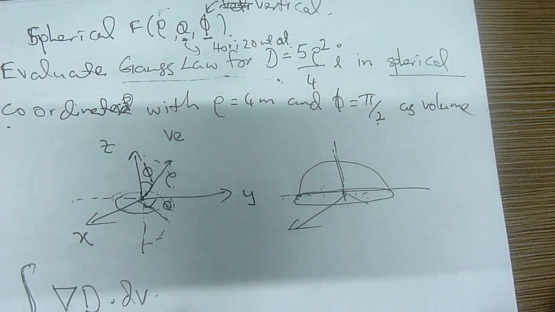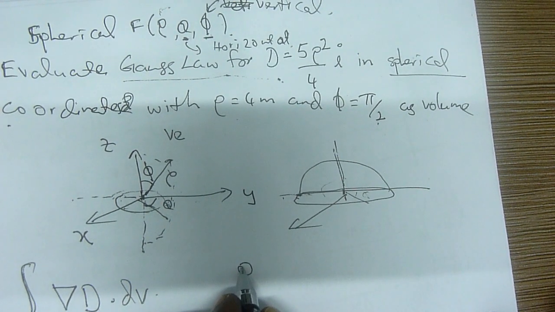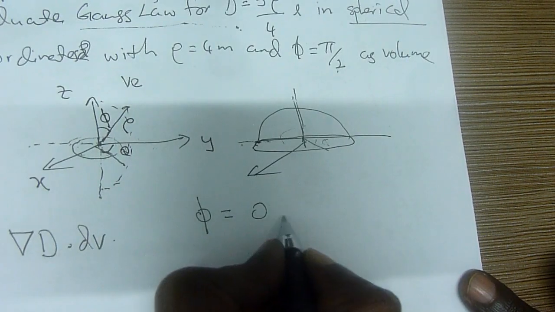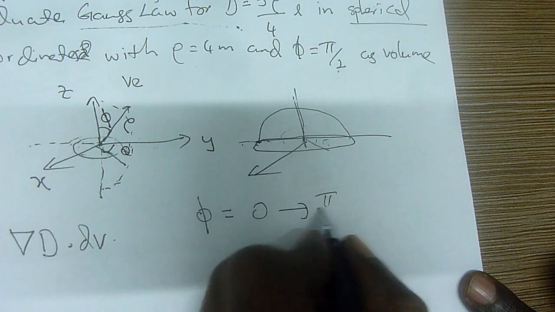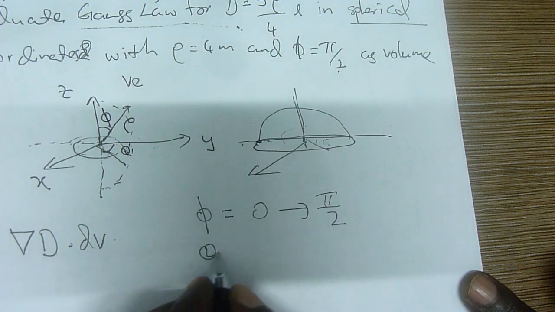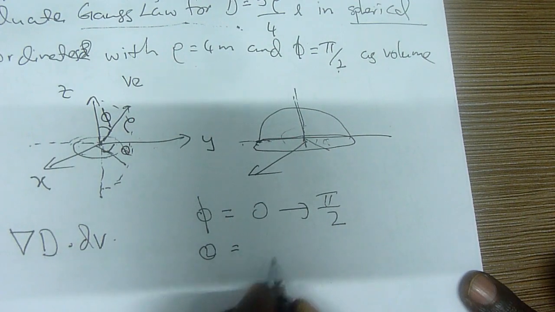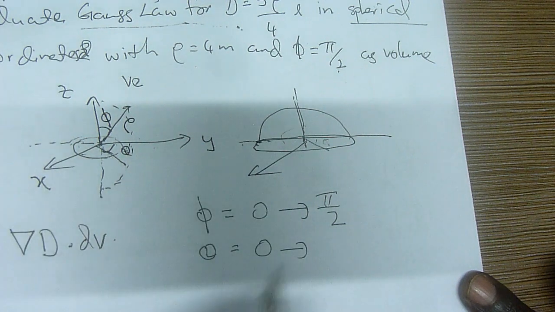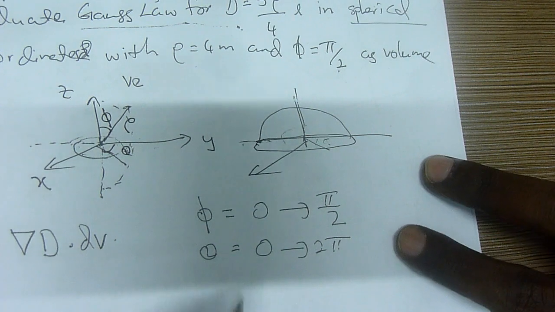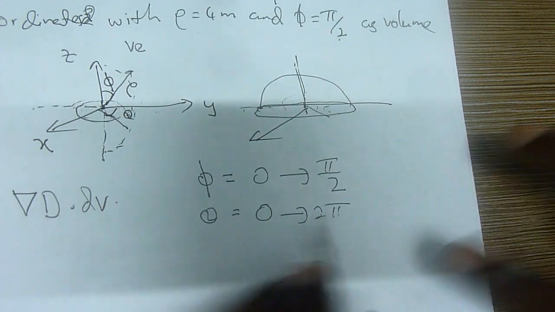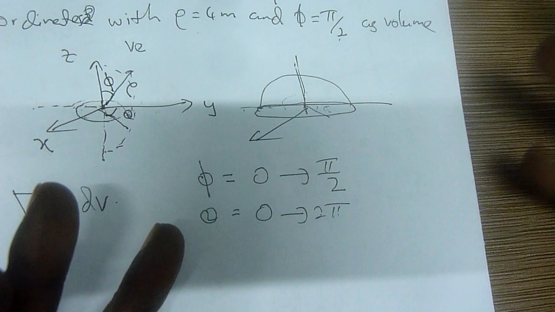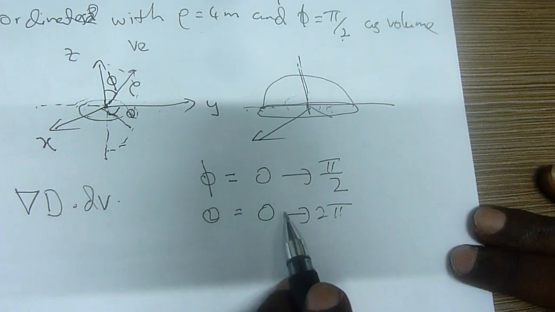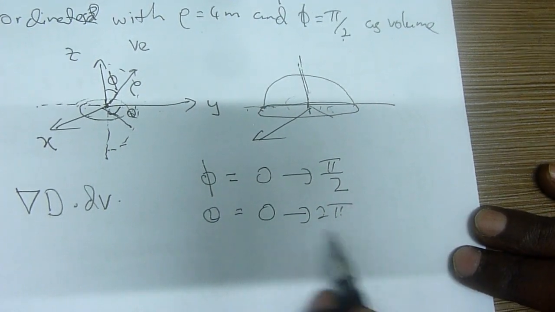Therefore, the three things we can imagine in this case: phi is basically moving from 0 to pi over 2, and theta is not given, but theta is understood. If it is not given any constraint, we use the full range. Many of you may not agree with me, but in some cases this is agreed, because it cannot be 0, right? Definitely it should be the full range.